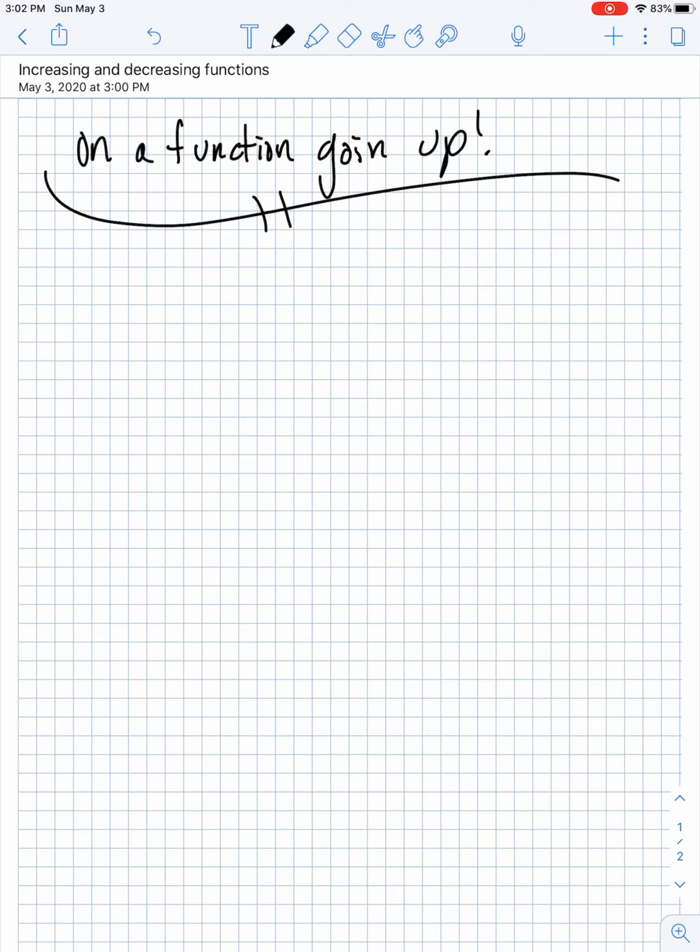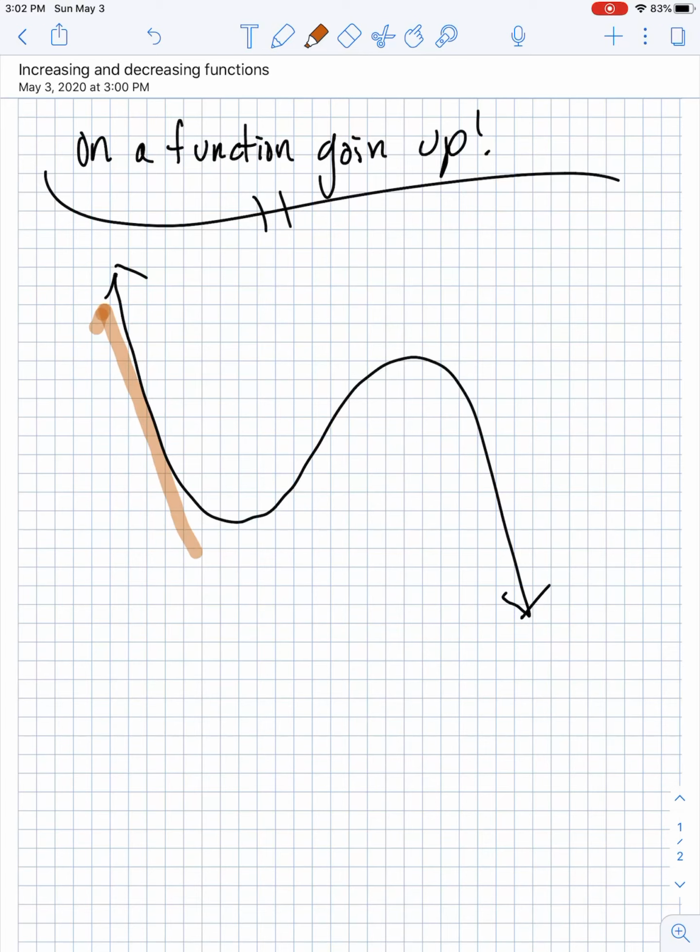Just before we get into the examples, kind of do a general look at what's happening, what are we doing. Derivatives are all about slopes of tangents. If you were to take slopes of tangents on this part of the curve right here, they would be negative because they have a negative slope.